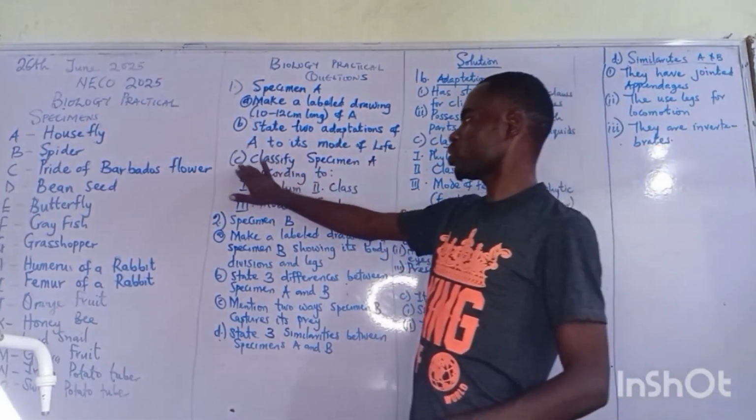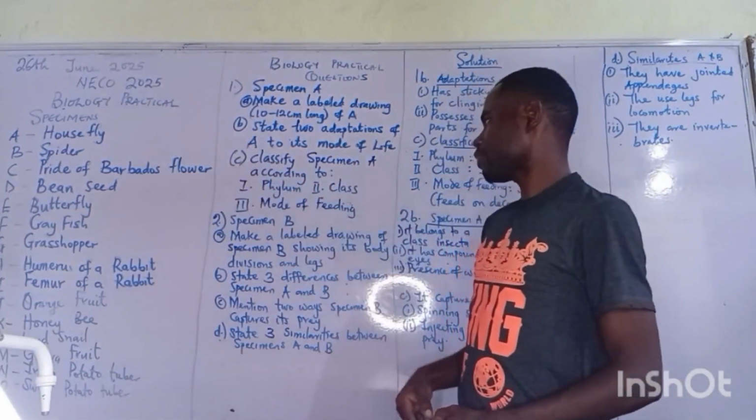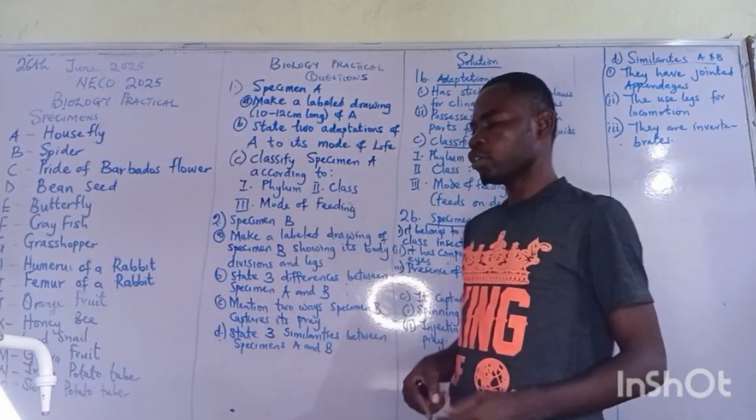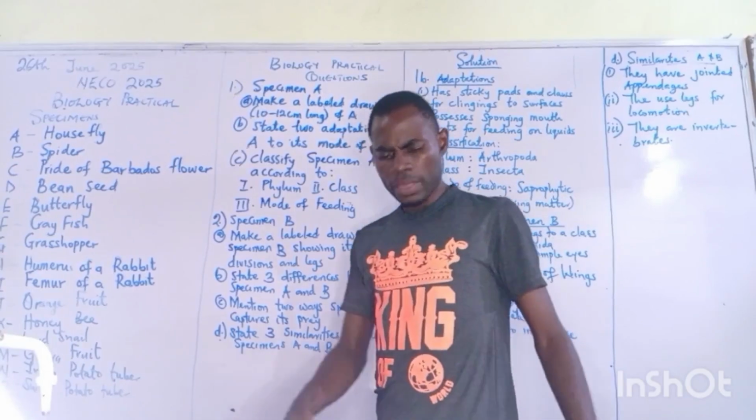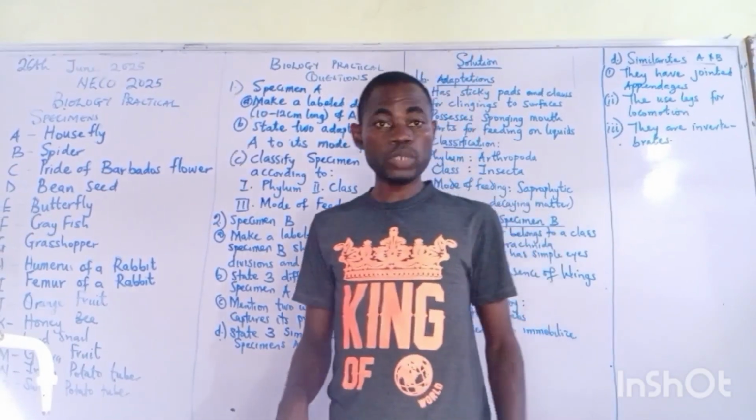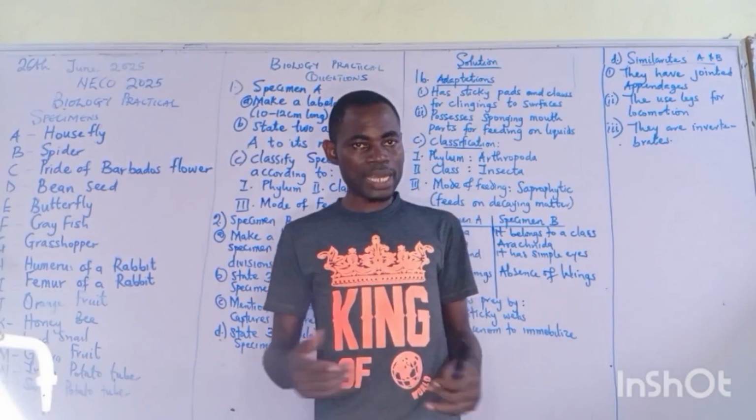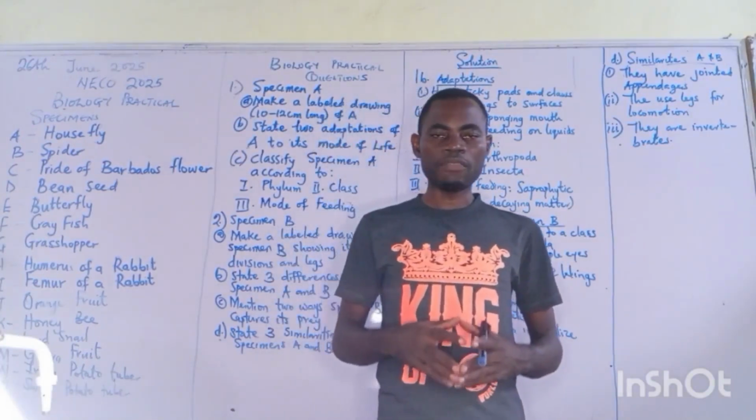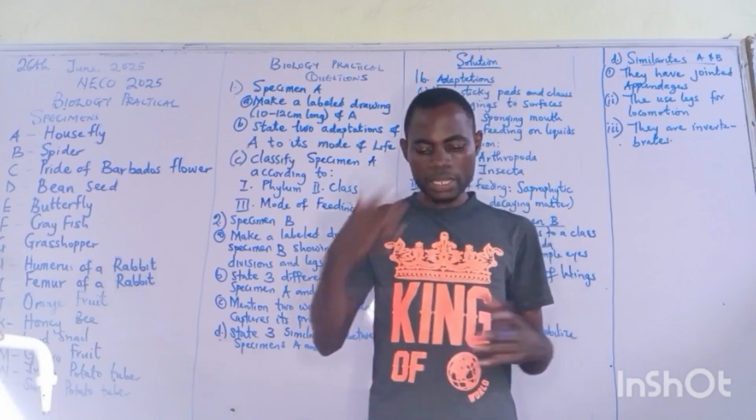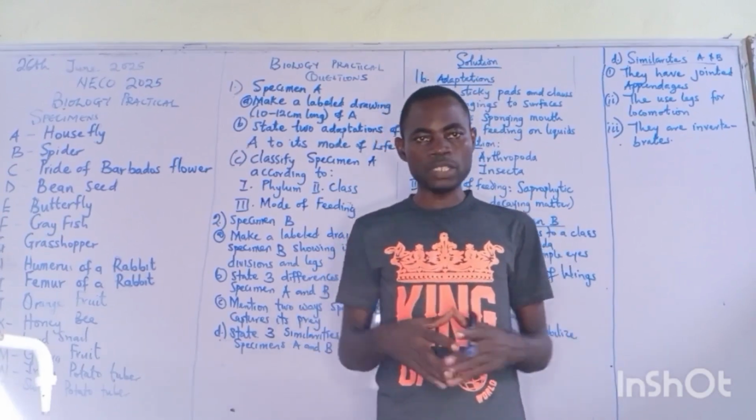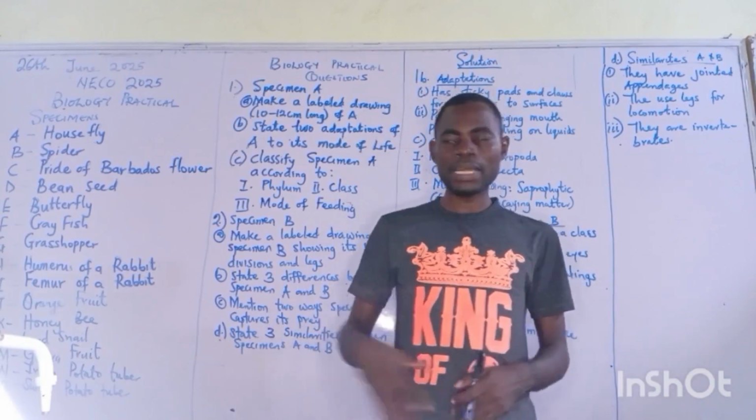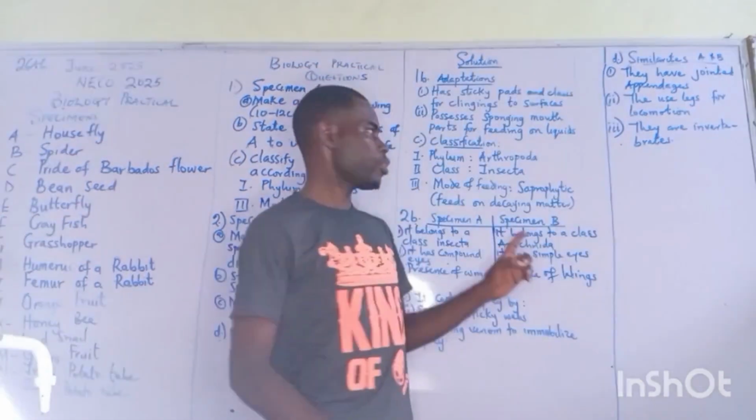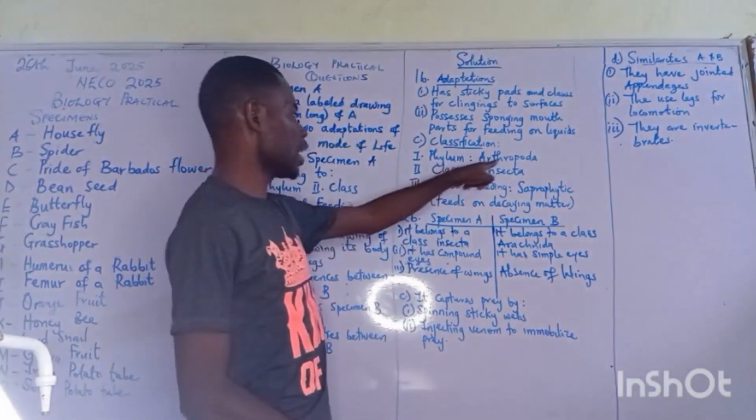Now here, question C says that we should classify specimen A according to phylum, class, and mode of feeding. You know that specimen A belongs to the kingdom Animalia, but here the question says we should talk about the phylum. I'm very glad to tell you that the phylum is Arthropoda, and when we talk about Arthropoda, the phylum that uses legs to separate the members. So the phylum is Arthropoda. You can also see it in my response. I said the phylum is Arthropoda.